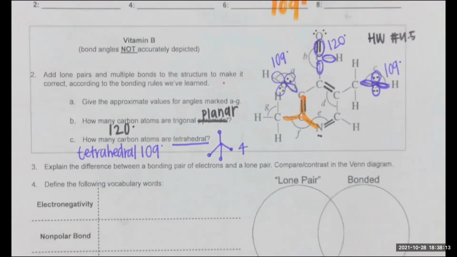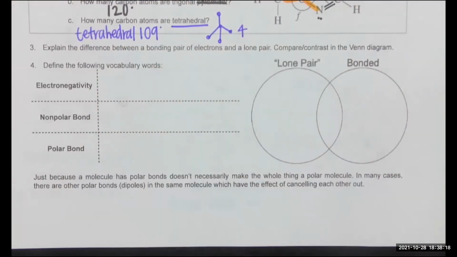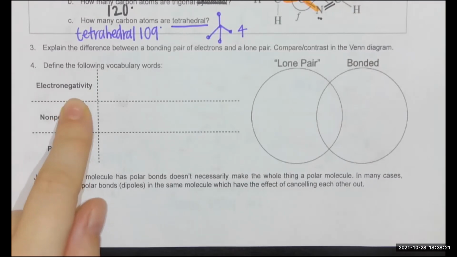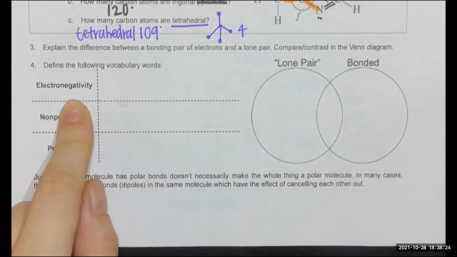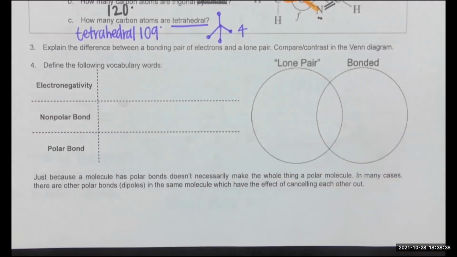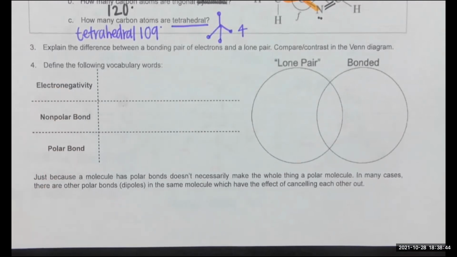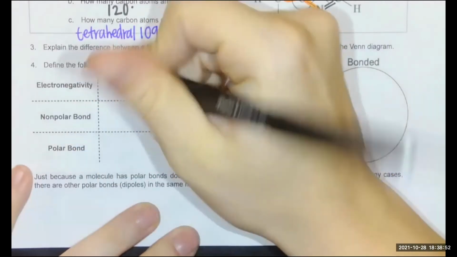The last part here was more building off of what we did last time. Define the following vocabulary words. Electronegativity, I would say, is how hard an atom is pulling on the bonded electrons. This is straight from your notebook. When you've got 2 atoms that are bonded and one is pulling harder than the other, it is more electronegative. It is a polar bond when it's shared unevenly.